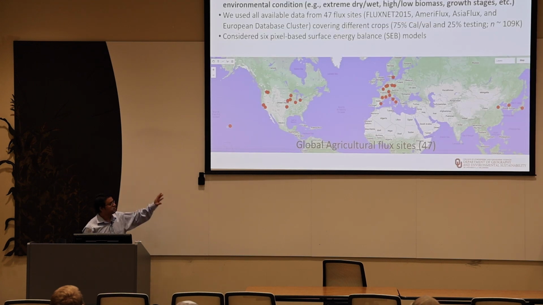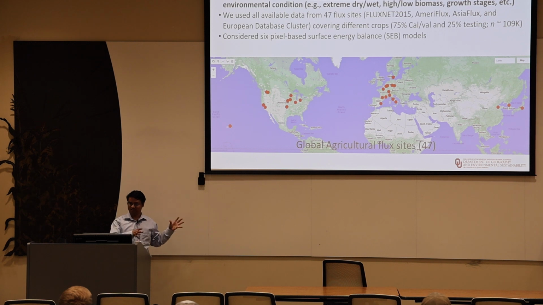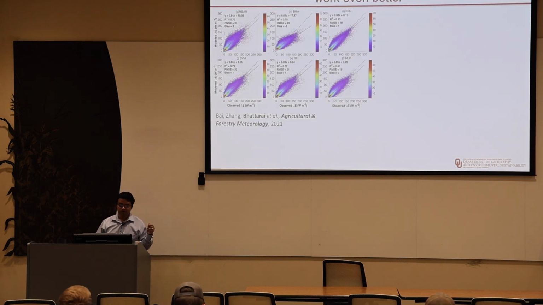So that's why we looked at the global data. These are the flux towers. These are eddy covariance flux towers where ET is measured, and this is global agriculture sites, and the data is freely available daily, and it's a lot of data. We were able to get 109,000 observations. And then we train the model using machine learning. Again, the goal is to identify which model works under different conditions, and then based on that, give weight to different models.